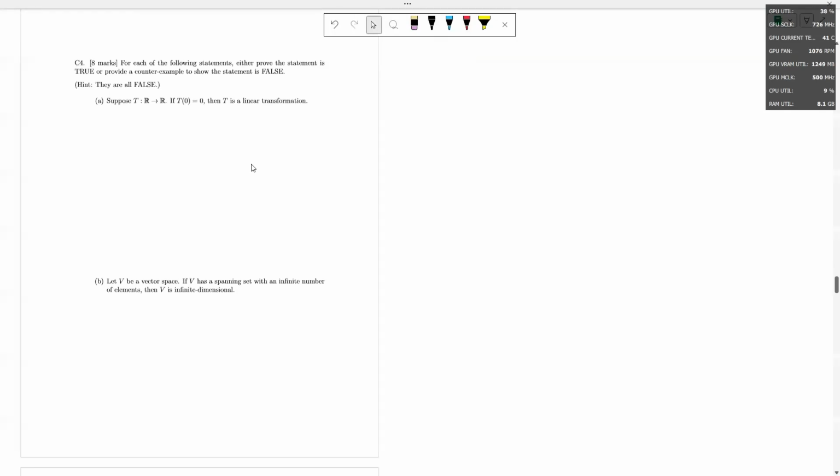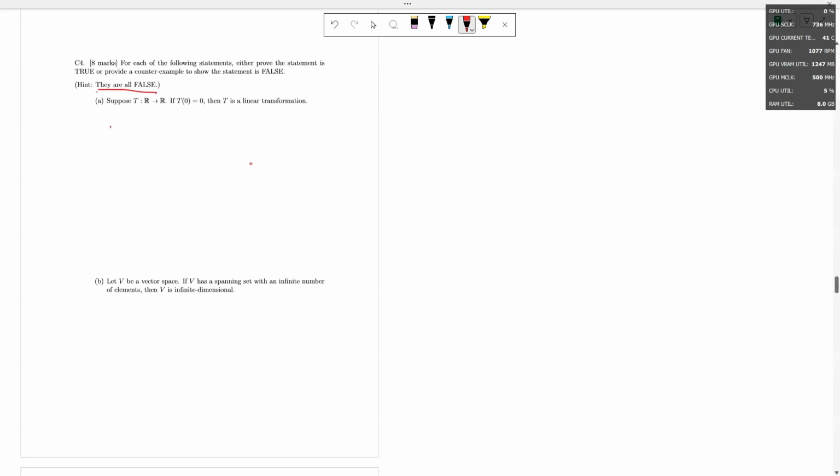Now on to C4. For each of the following, we either say the statement is true and prove it, or provide a counterexample for why it's false. For the first one, we're given the hint that they're all false. So because they're all false, we want to look at what T of 0 does, and we want to say, okay, then T is a linear transformation.